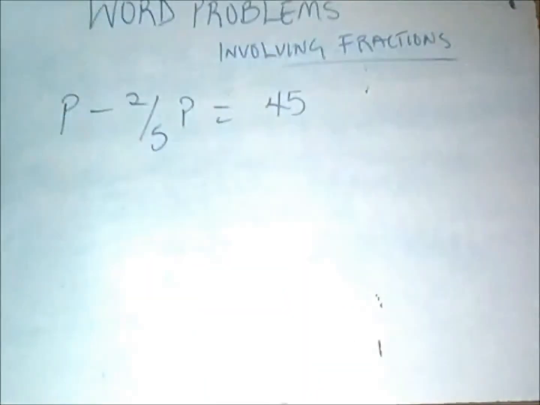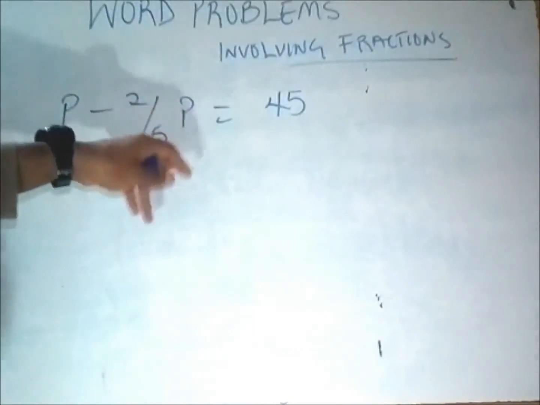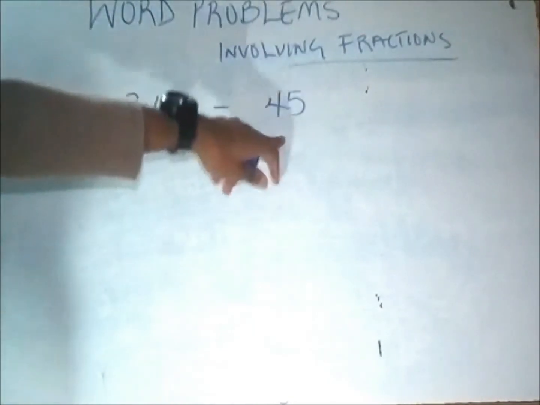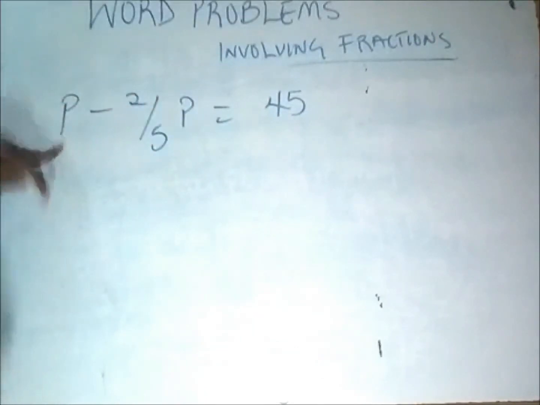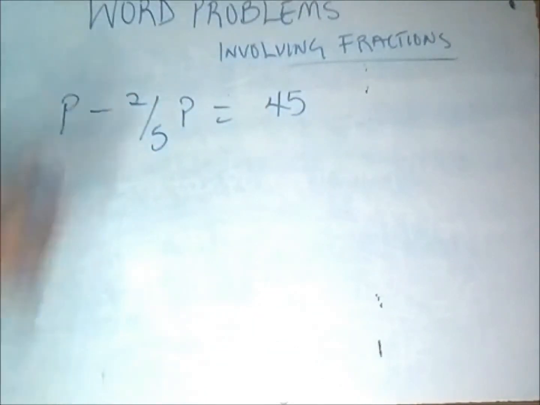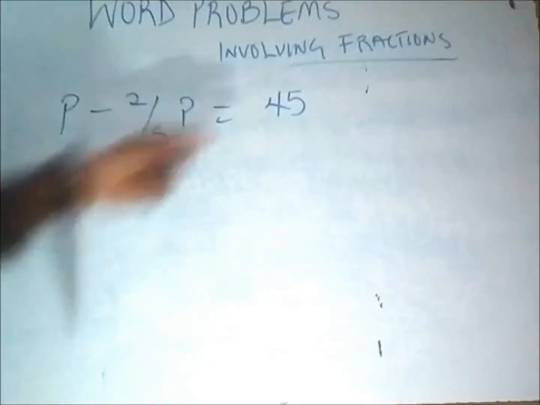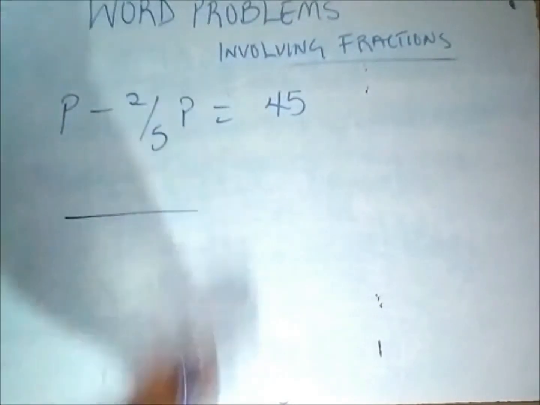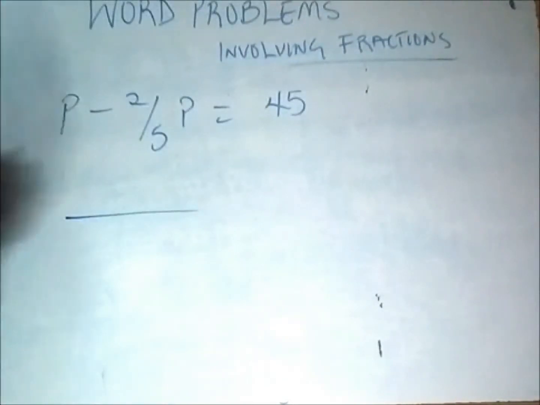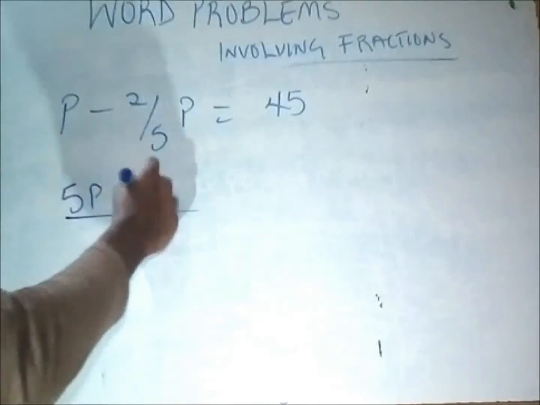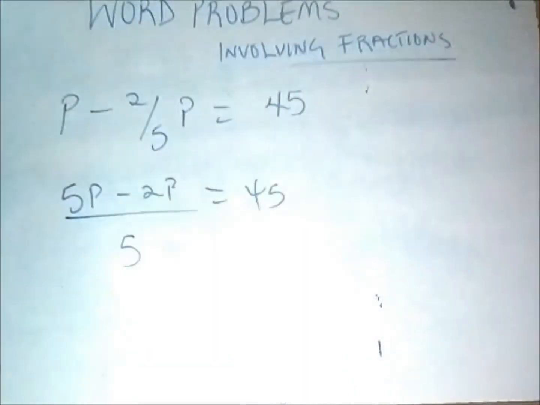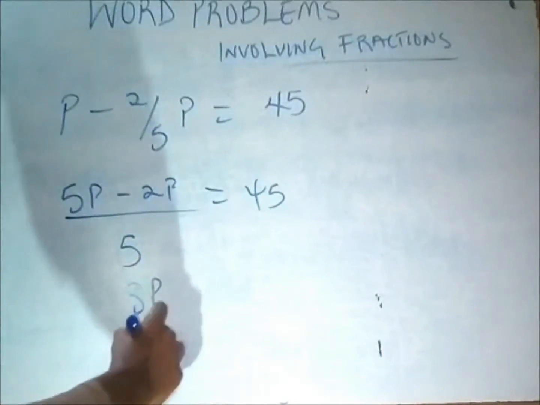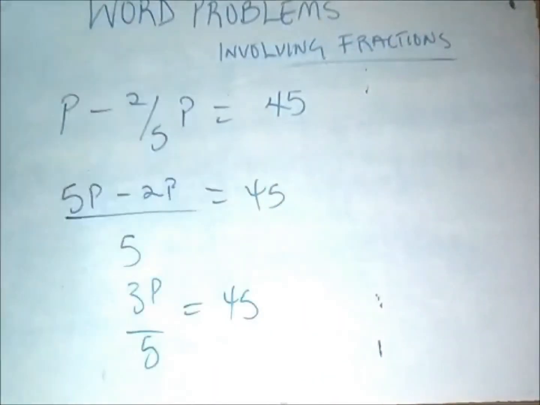So it's up now. P minus 2 over 5 P equals 45 is the same thing as just spending 2 over 5 on pocket money or sweets, and this is left. So we're looking for this. So we're going to remove what she spent from her money to get what is left. So this, we'll put it in a fraction form, since here is P over 1. Having 5 here, we get 5P minus 2P equals 45. This is 3P over 5 equals 45. 5P minus 2P is 3P.